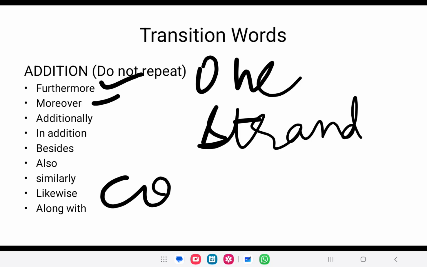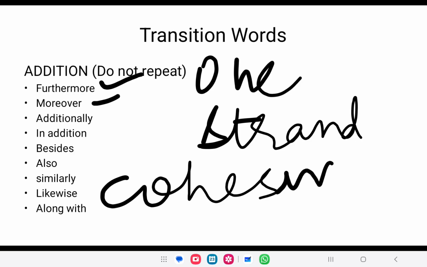Another word is cohesive. Cohesive means that it is not something that is broken. We don't want you to take one point from paragraph 1 and the second point from paragraph number 5. I'll explain this while doing the summary. I have a question for you also. So this is going to be cohesive and you have to use transition words.